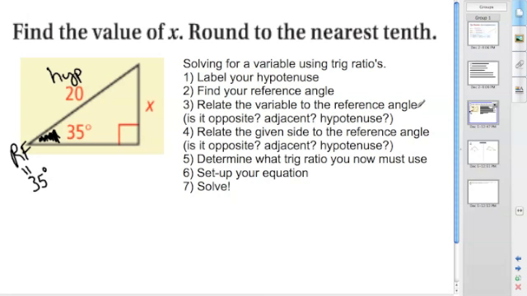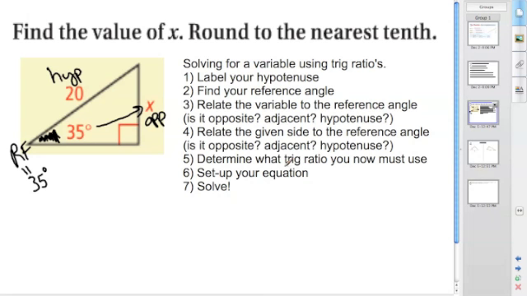Relate the variable to the reference angle. Our variable is x, and it's opposite. Relate the given side to the reference angle. Our given side is 20. How it relates to 35, our reference angle, is the hypotenuse, because hypotenuse cannot be adjacent or opposite.